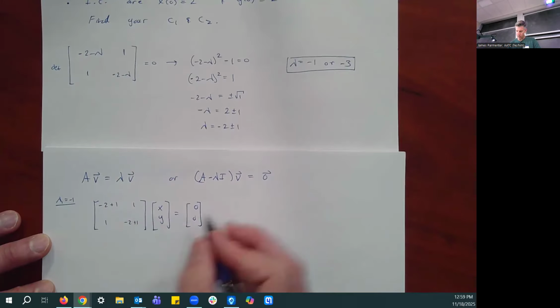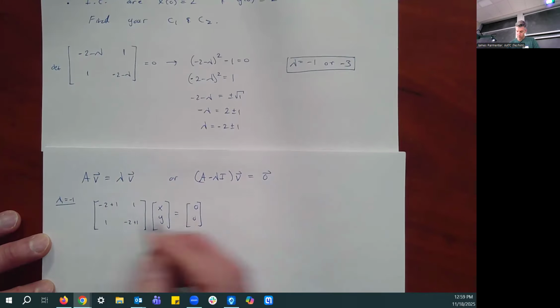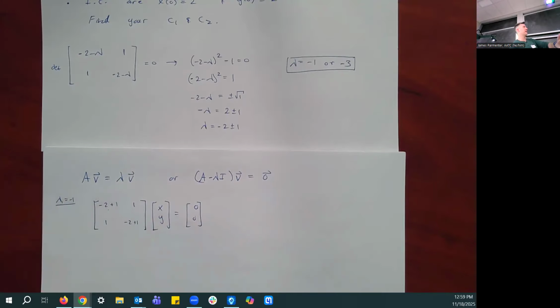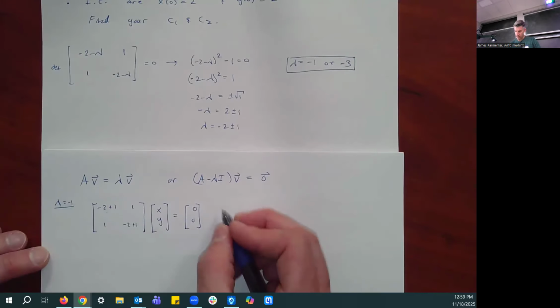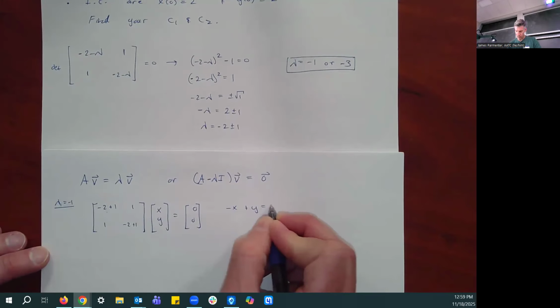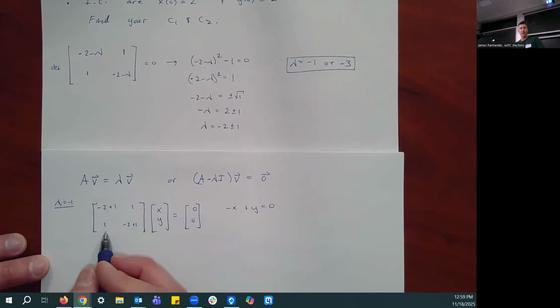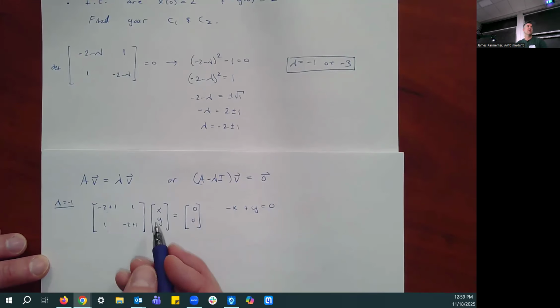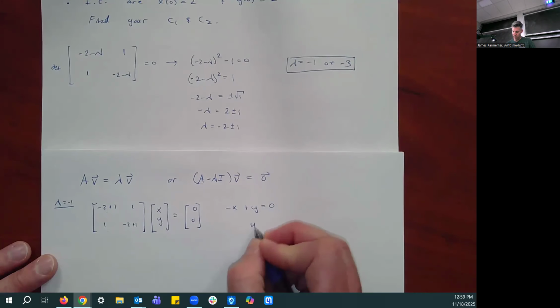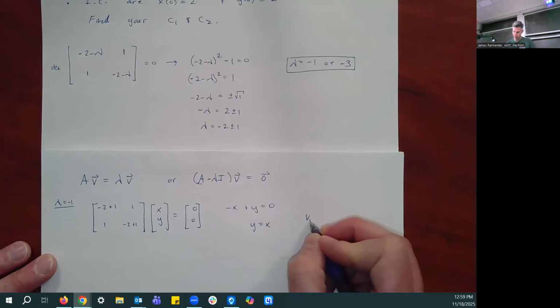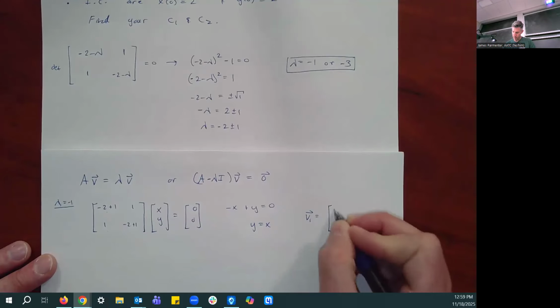The thing you should notice about these equations is that right from the get-go, both equations look like multiples of each other. The first equation is -x plus y equals 0. The second equation is +x minus y equals 0. So really, both equations are genuinely the same from the get-go. In this case, we get y equal to x. So our eigenvector is going to be 1, 1.